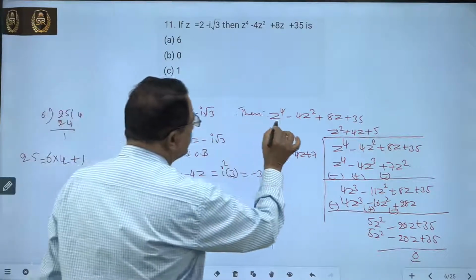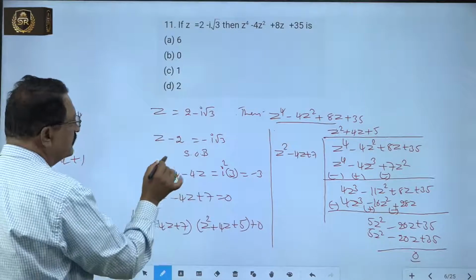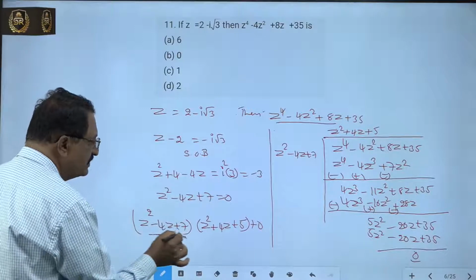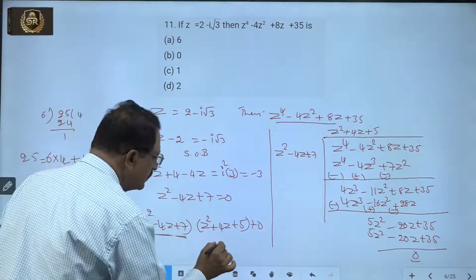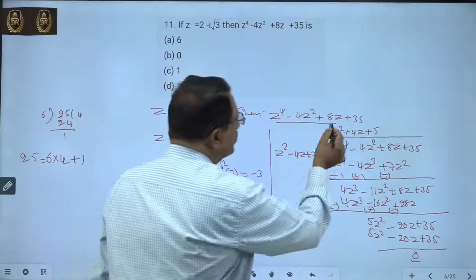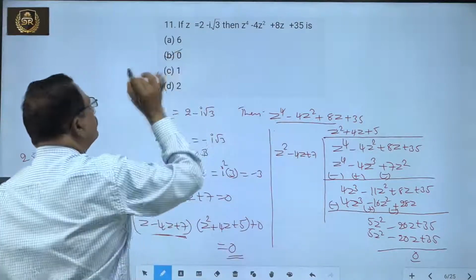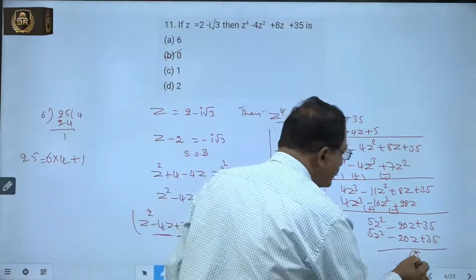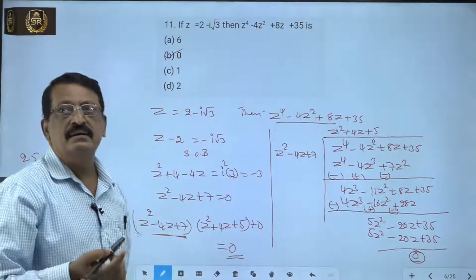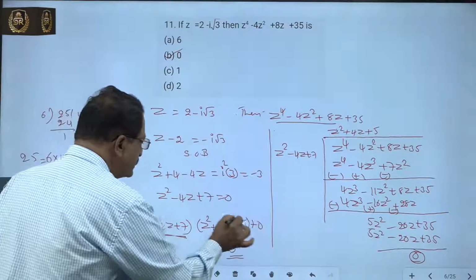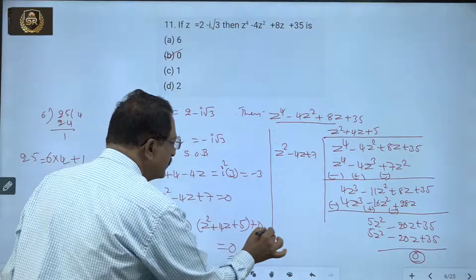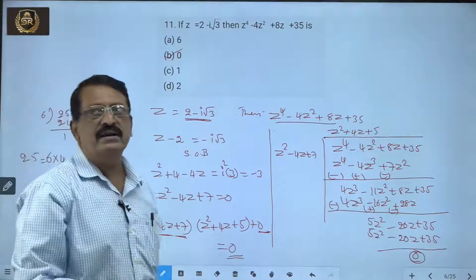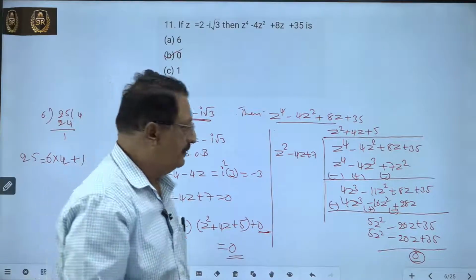Therefore, the given expression equals this value, but here z square minus 4z plus 7 equals 0, so this value is 0, 0 into something is 0. Therefore, the given expression value equals 0. If the remainder is not equal to 0, we get some value. Then this value becomes 0 and we get the remainder. In that, substitute z equals 2 minus i root 3, and we get the required value.